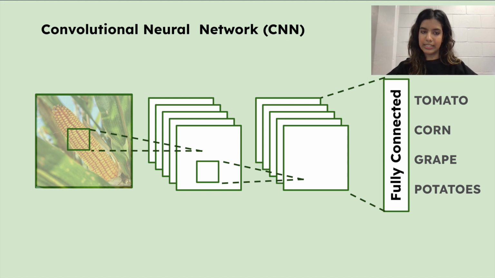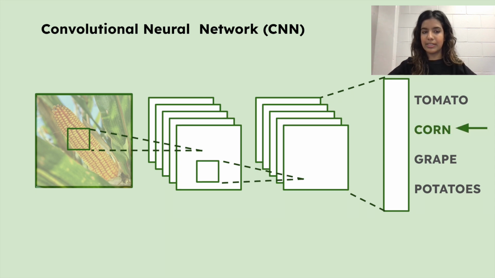Then we have the fully connected layers. So after several convolutional and pooling layers, the high-level reasoning in the neural network is done through fully connected layers. Neurons in a fully connected layer have full connections to all activations in the previous layer, as seen in regular artificial neural networks. The output from the fully connected layers is used to make predictions or classifications based on the input data. In this animation, we see that the CNN is able to detect that the input image that we had put into the CNN is actually corn, and it is able to output this information.